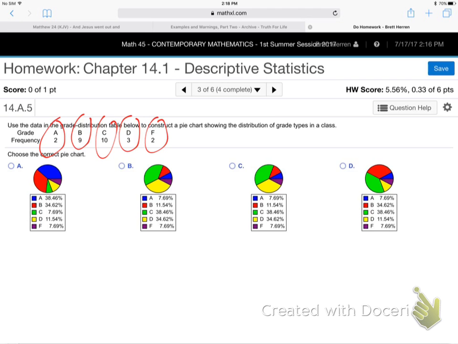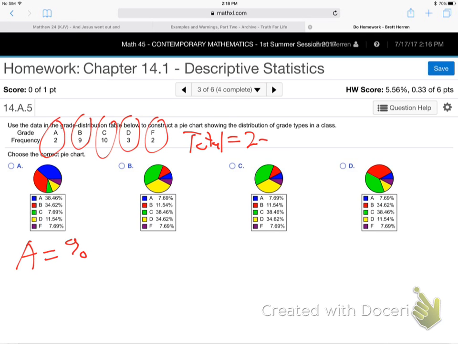So we just got to see which one of these is right. Like A's are what percent? How do we figure out the percentage of people that got A's? What are we going to do to figure out the percentage of people that got A's? Yeah, it's always about the total, huh? Percentage is always part over the whole, part of the total. So what's the total number of people who took this thing?